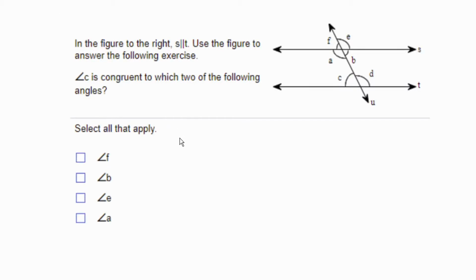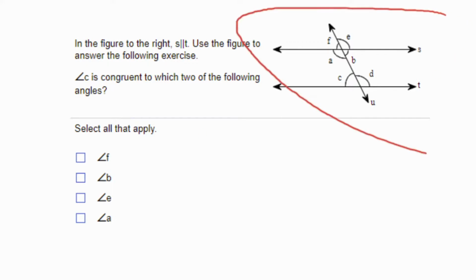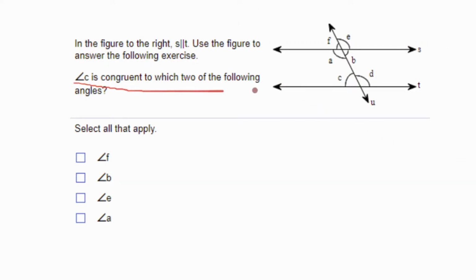So today we're doing angles and transversals. So read the prompt and the figure to the right. Use the figure to answer: angle C is congruent to which of the following angles? So firstly, 2, which 2? Angle C is this angle right here.